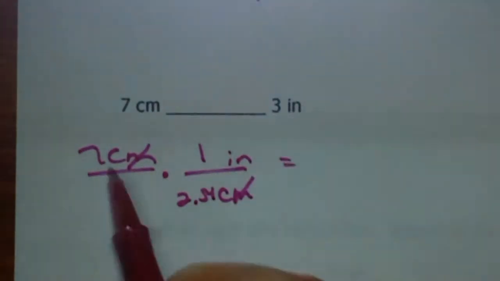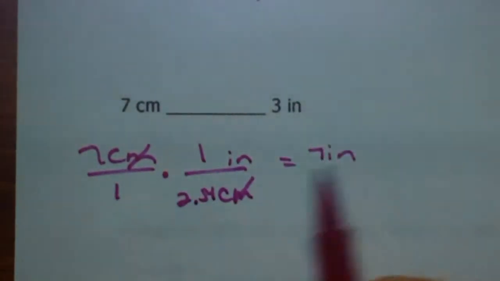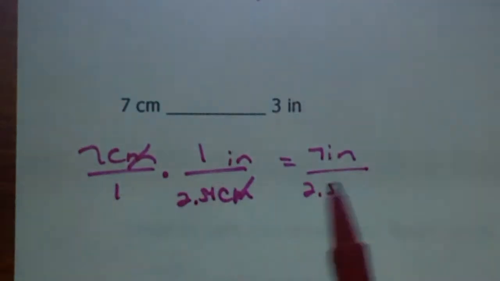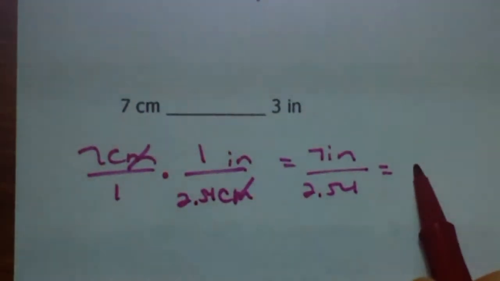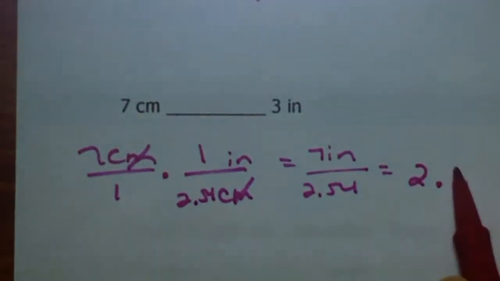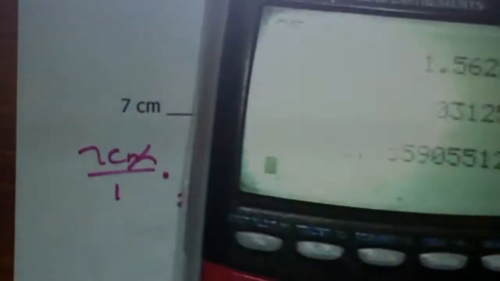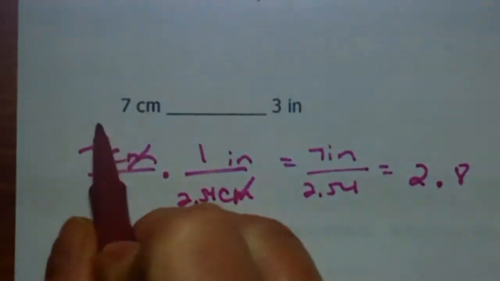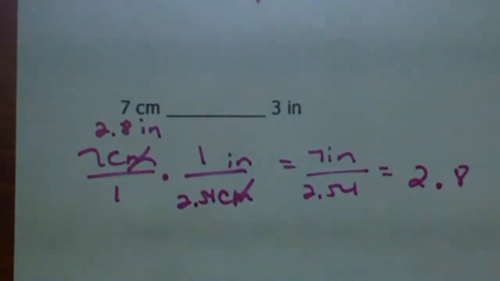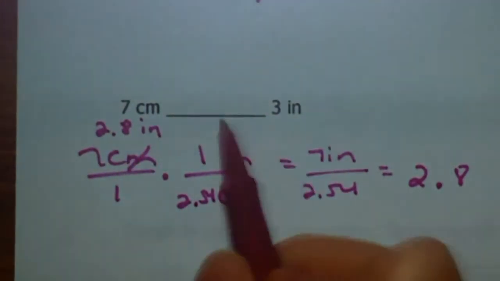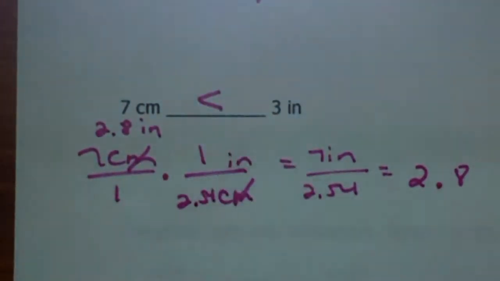Centimeters will cancel. 7 times 1 inch is 7 inches. 1 times 2.54 is 2.54. When you take 7 and divide it by 2.54, you get about 2.8 if we're rounding. This is what your calculator would look like. I'm just going to call it 2.8. So this is the same as 2.8 inches. Now when we're comparing, we get to compare inches to inches. That's a lot easier, right? So 2.8 is less than 3. So it's another less than.